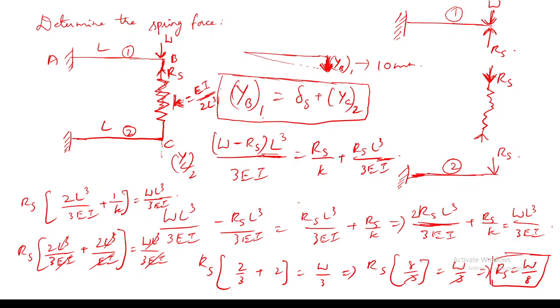The k value need not be this value. For simplicity, in order to get W in terms of W, I have given the k value equal to EI by 2L cube. Shall I proceed to the next problem?